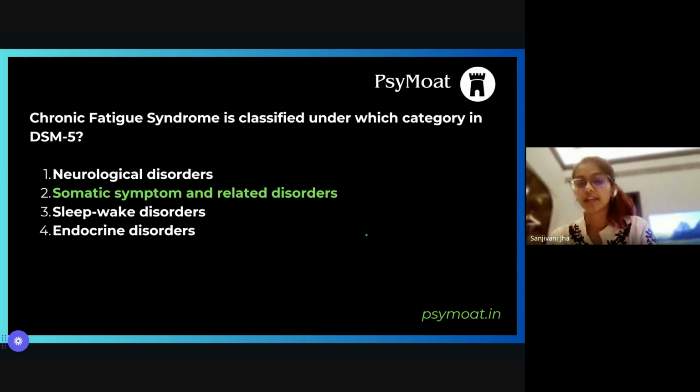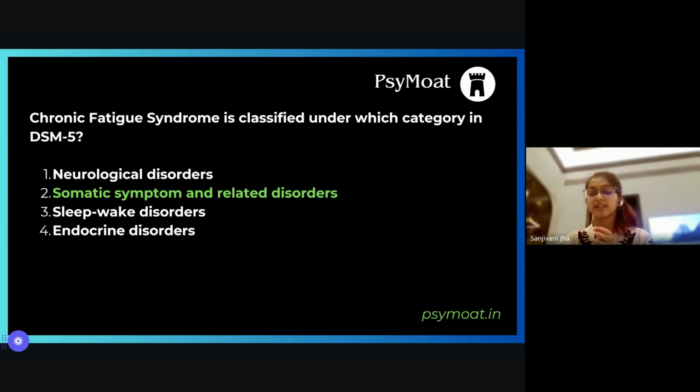Okay. So it is usually referred to as neurasthenia. In ICD-10, it comes under neurasthenia, and you can look that up. So you can remember that chronic fatigue syndrome is analogous to neurasthenia in ICD.